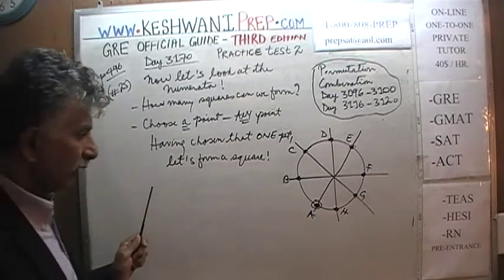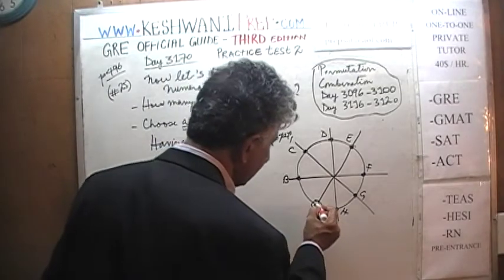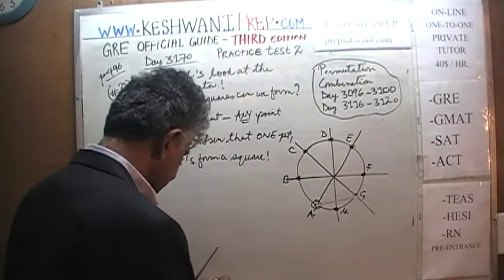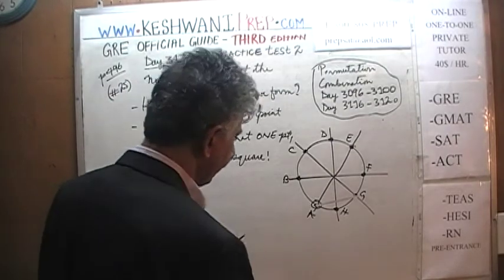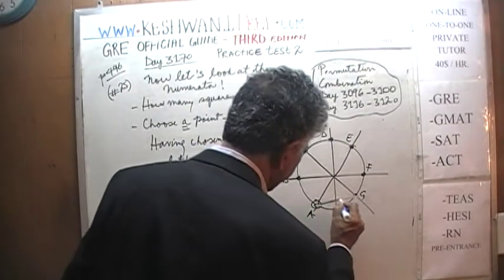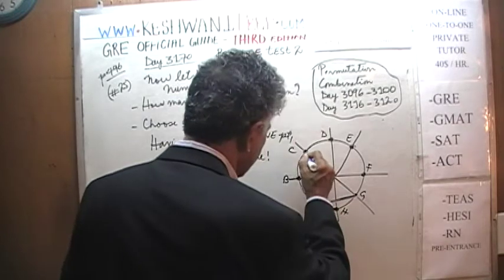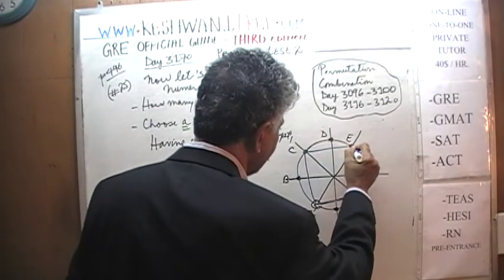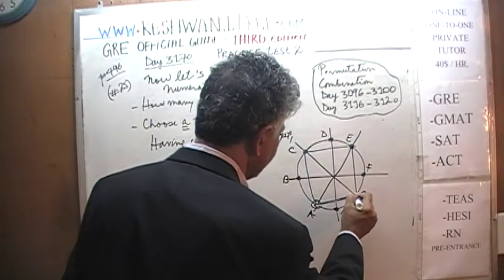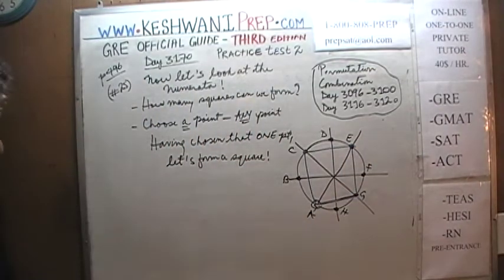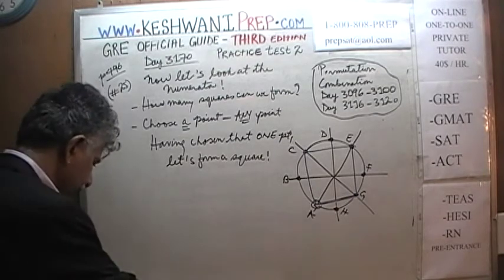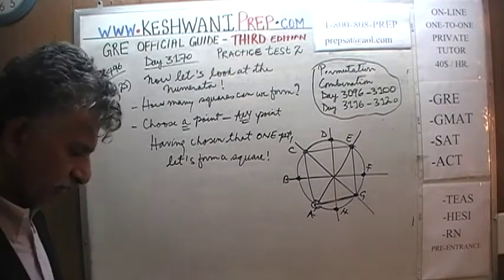Having chosen that one point, let's form a square. Since we want a square, it will have to be from A to G. Let me choose a different color here. A to G, A to C, C to E, and E to F. You see the square? Very good job. Let's keep on going. I'm taking my time because why not? Let's just understand it properly.